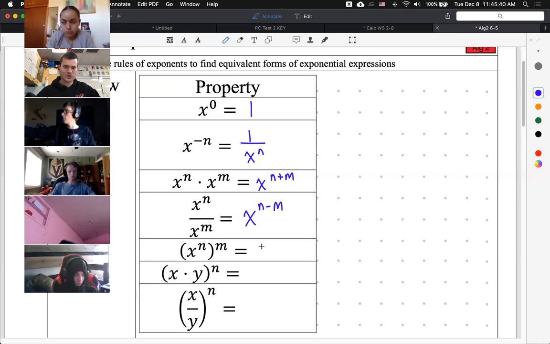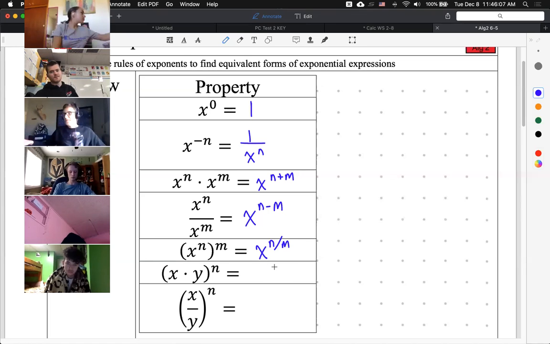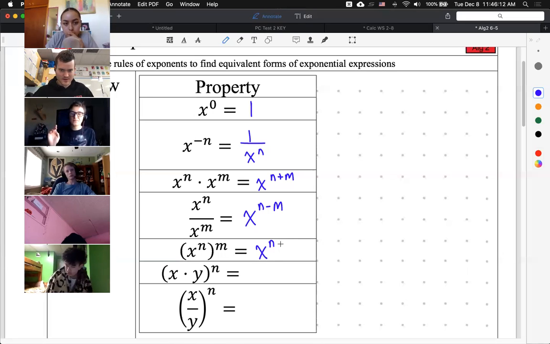Perfect. And when I have a power to a power, what operation do I do to those exponents? Add, subtract, multiply, divide, square root, something, something. Gunner? Not quite. Different operation. It's one of the other three. Add, subtract, or multiply. Multiply. It is indeed multiply.